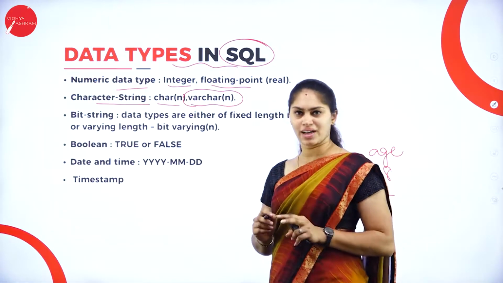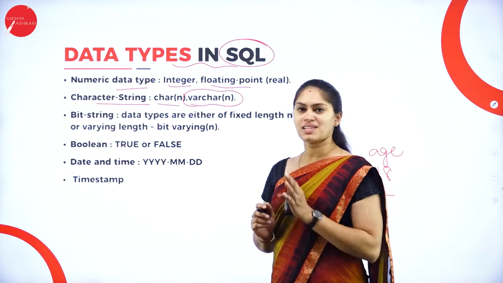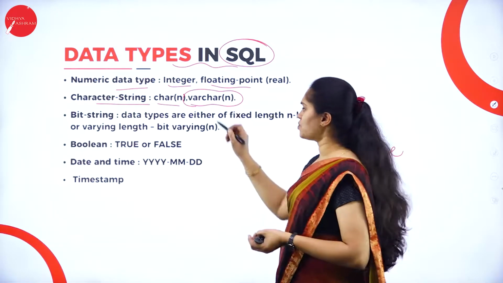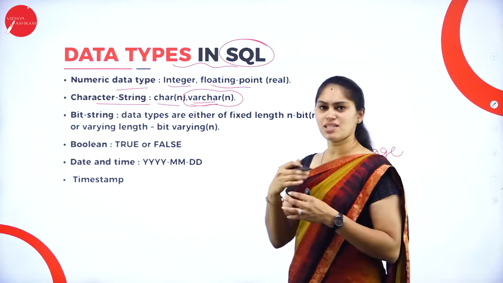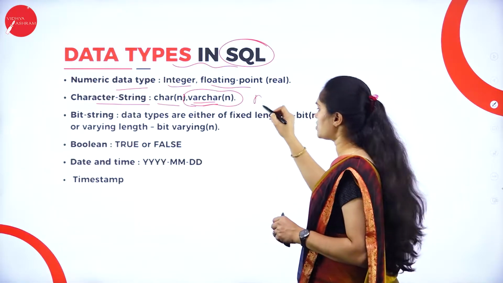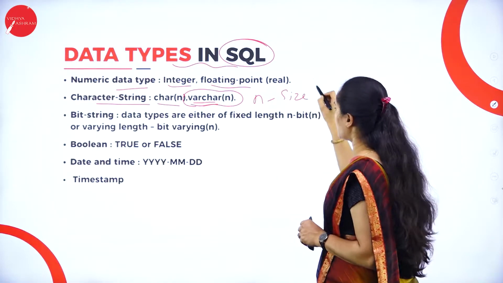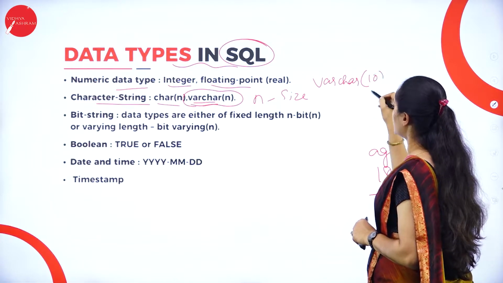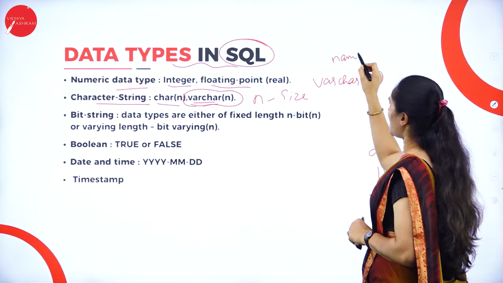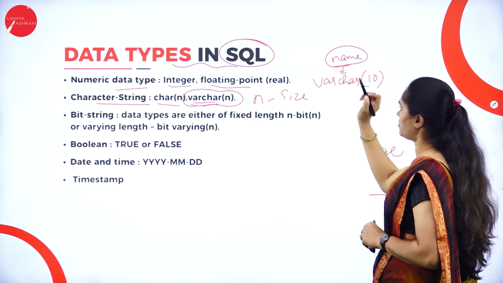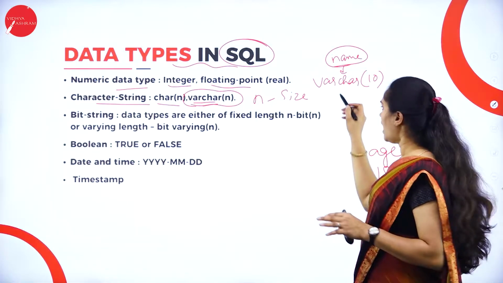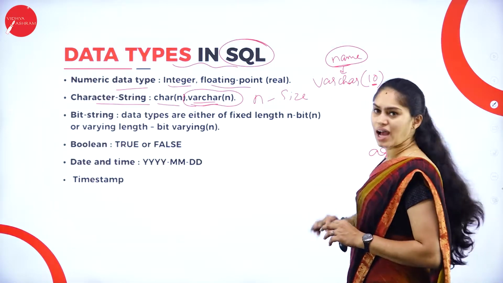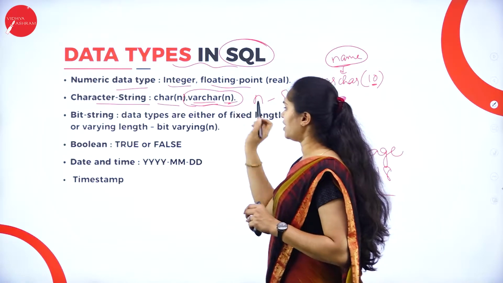It is alphanumeric. We can have both alphabets as well as numbers as a value for the records. So that is what VARCHAR(n) is. The n specifies the size always. For example, if I give VARCHAR(10) for a name attribute, then this name attribute is able to hold up to 10 characters of value. That is what we have to give as the size.